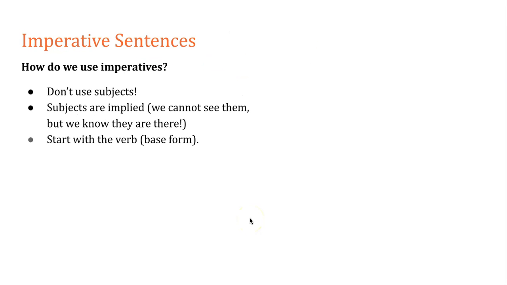Now that you learned why we use imperatives, let's learn how. How do we use imperatives? Don't use subjects. Subjects are implied. This means we cannot see the subject, but we know they are there. So we start with the verb, the base form of the verb.